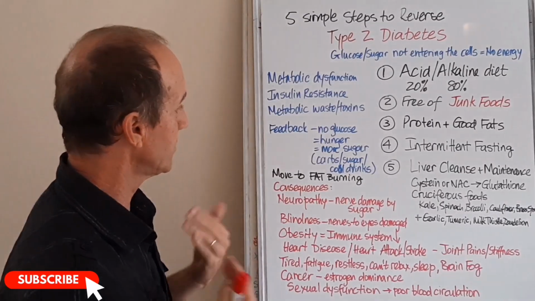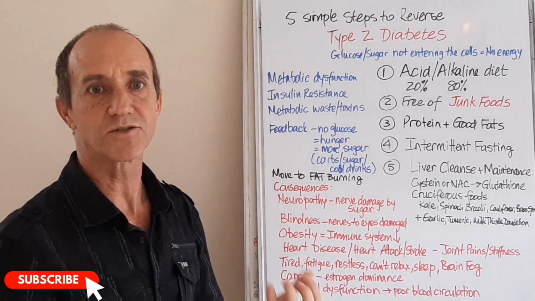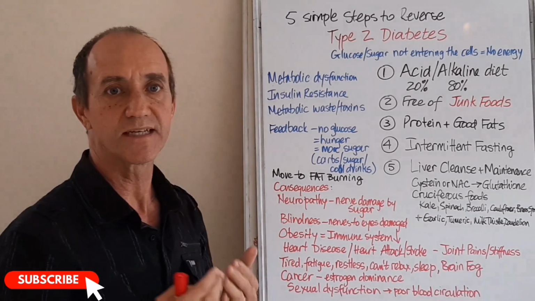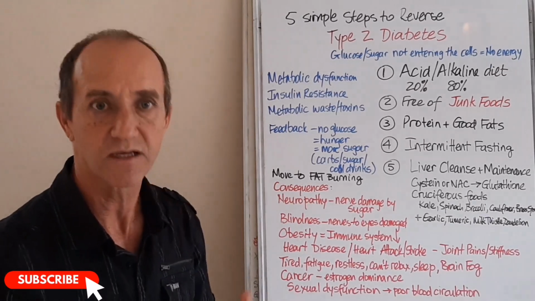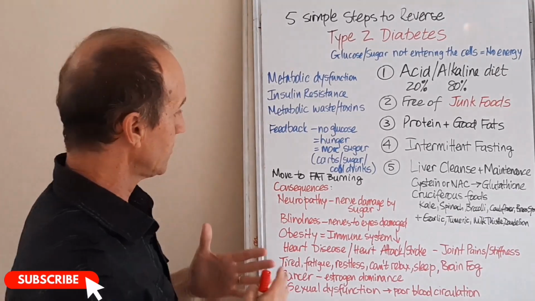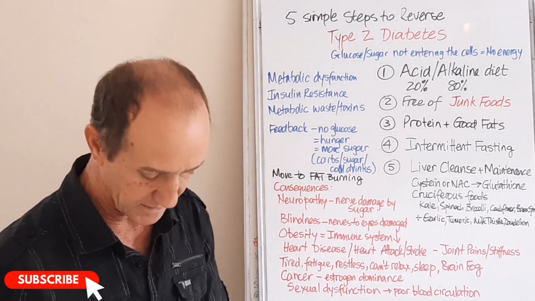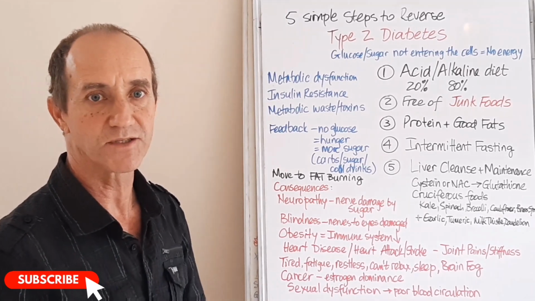The consequences: you get neuropathy. Neuropathy means the sugar that's in the blood, that should not be in the blood and is not being removed, now goes and damages the nerves. It damages the nerve endings, so at the ends of your fingers and toes, you have no feeling. It also damages your blood vessels, so blood circulation does not happen. That's where you get amputation from gangrene, because there's no blood circulation.